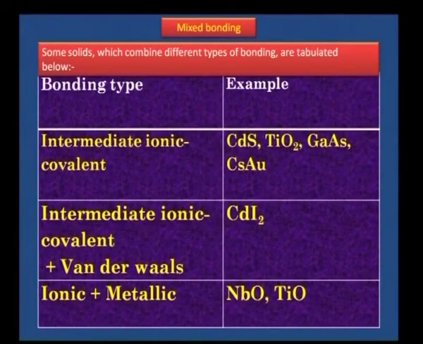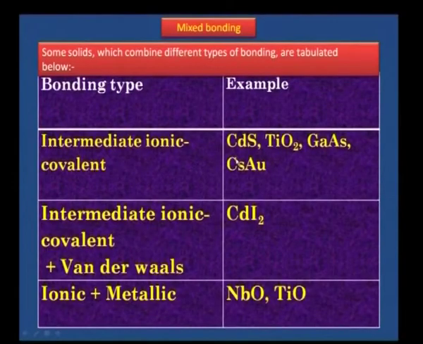It is one of the things which, as students of electronics or students of material science, you should be knowing, that the mixed bonding has come to stay. It is a very important aspect. So, let us now talk of mixed bonding. Some solids which combine different types of bonding are tabulated below, and you have the intermediate ionic covalent bonding.